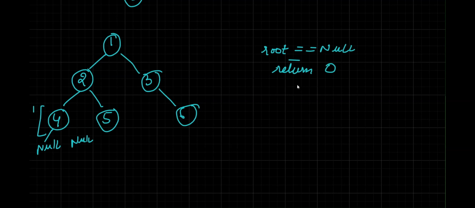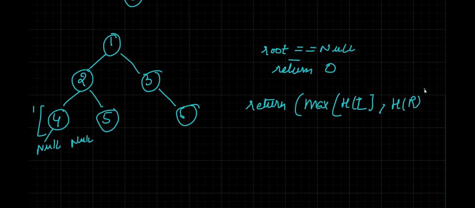Otherwise, what will we return? In other cases, let's suppose we are here, at root 2, what will we return? We will return the maximum between the left subtree height and the right subtree height, that is, we will return max of height of left tree and height of right tree, plus 1.